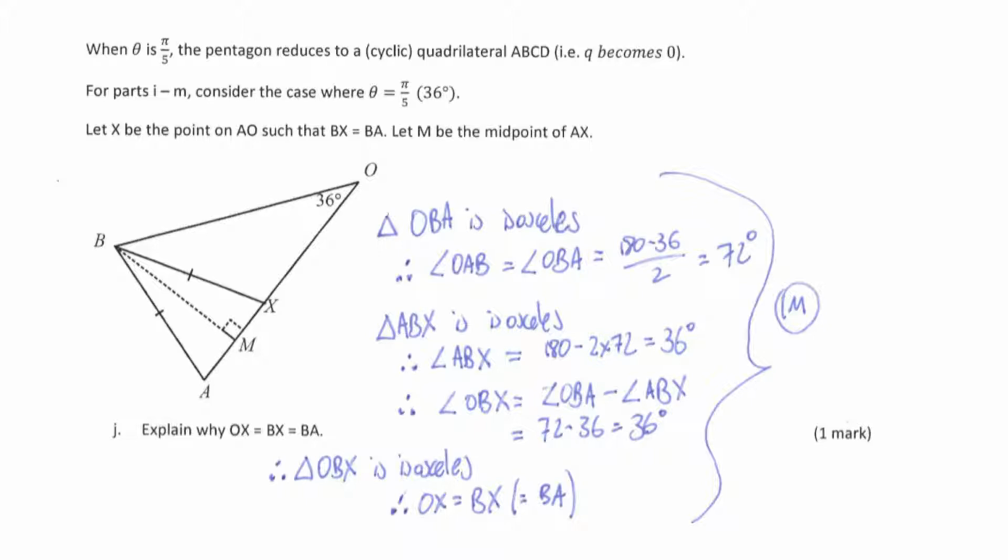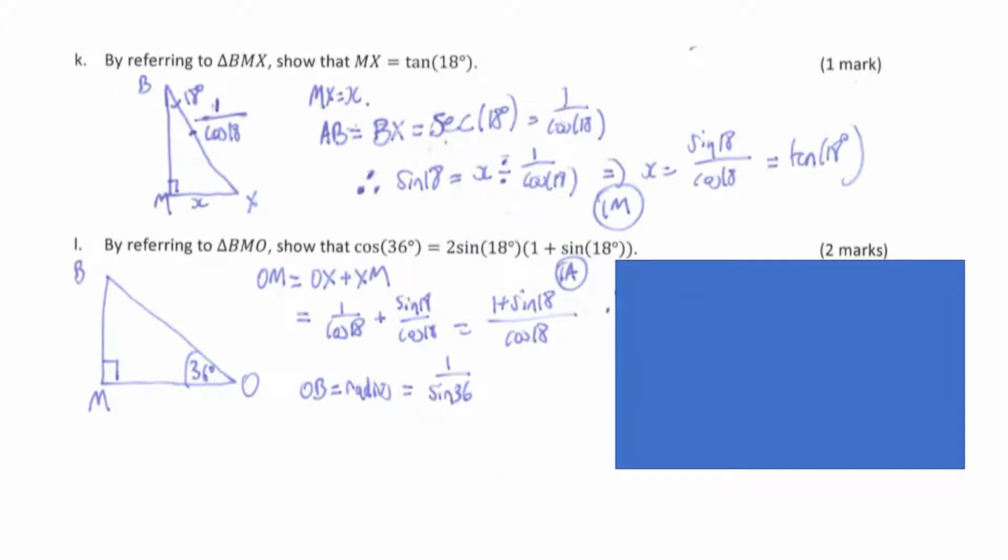Let's focus on triangle OBX. 2 angles of 36 degrees, we're dealing with an isosceles triangle, therefore OX is equal to BX. That's it. Lots of right angle triangles throughout this task, wasn't there? So now we're going to focus on BMX. It's an isosceles triangle, so we're going to split that 36 degree angle at B into 2, 18 degrees. So we need to find MX. Let's just label it X.